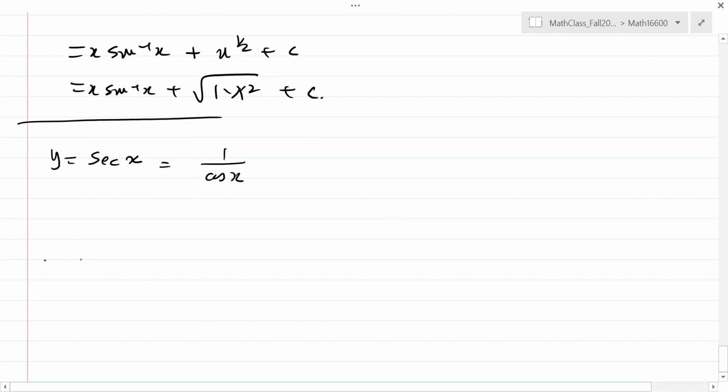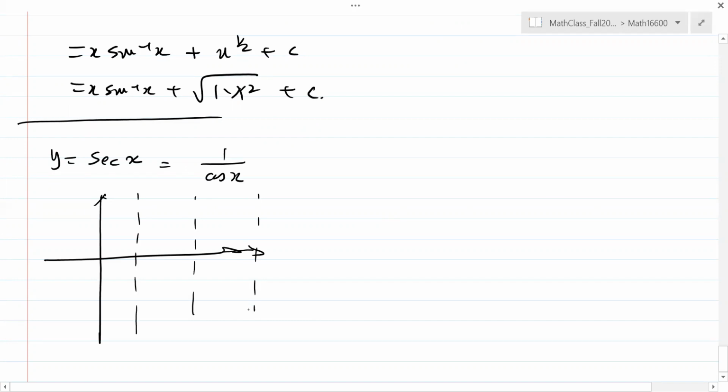If you draw the graph of secant x, it's harder to draw. It's pi over 2, 3 pi over 2, and this will be 2 pi. So the graph looks like that, and the graph looks like that, and then the graph looks like this. Okay, this is the graph.